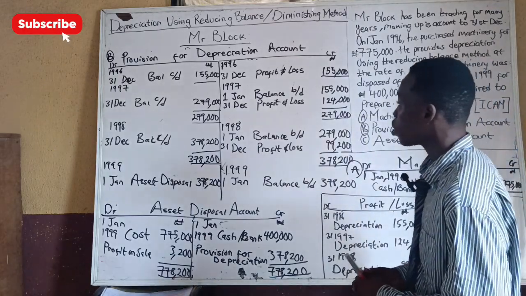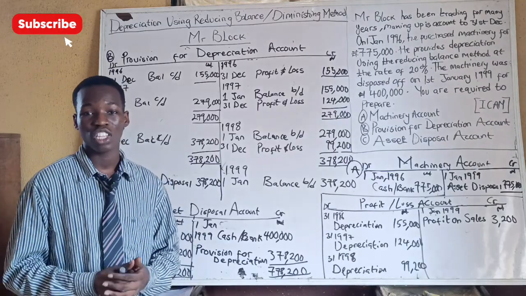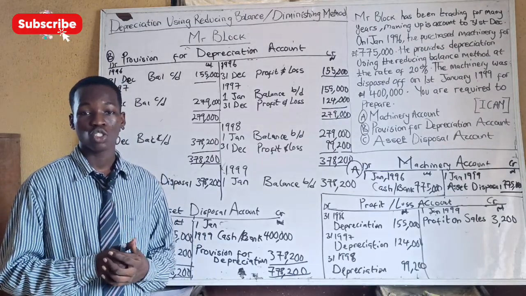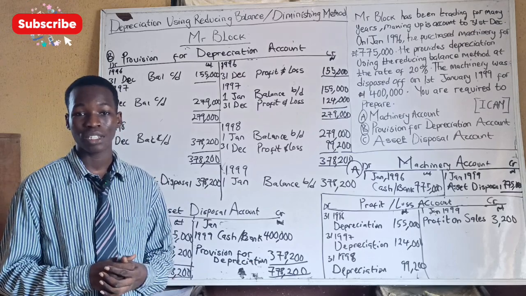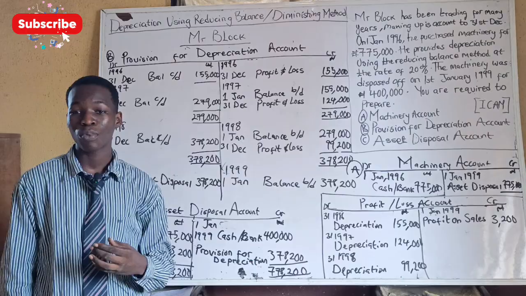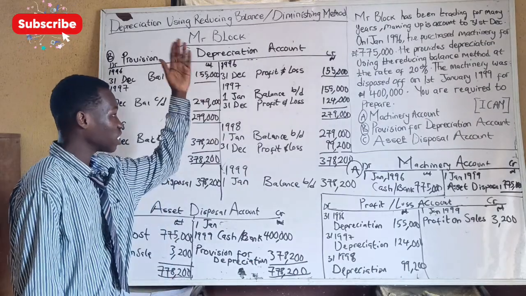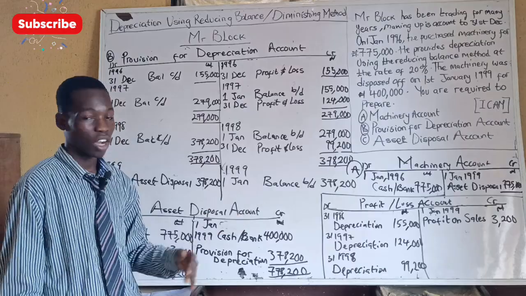Also, then we have come to the end of the account. So what we have done today is how to calculate using the reducing balance method, or you can call it diminishing method. And when you are asked to prepare necessary accounts under it, these are the necessary accounts you will be asked to prepare, which you have just done.